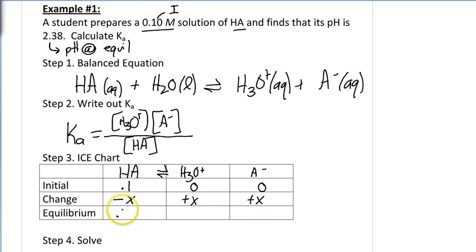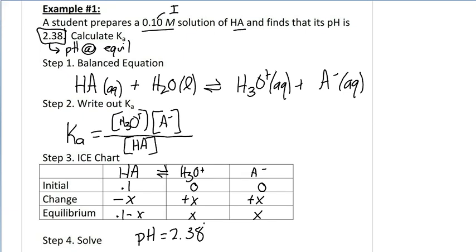So at equilibrium, we'll have 0.1 minus x, x, and x. Let's see if we know any other information. Oh, well, we know that pH at equilibrium, after it's dissociated, is this number. So that's going to go into our solve area. pH is 2.38. So if the pH is 2.38, can we find anything that goes in here?